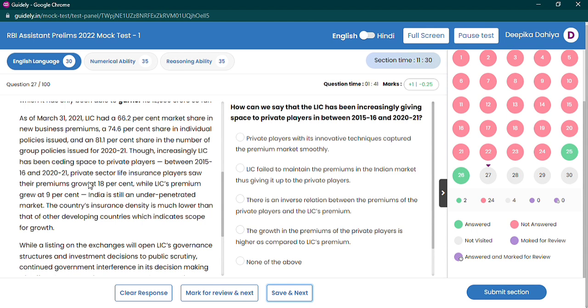So their premium is increasing at 18%, while LIC's premium is growing at 9%. So this is the reason. Now we will try to see the techniques. There is an inverse relation between premium growth. The growth in premium of private players is higher as compared to LIC. This is the answer.